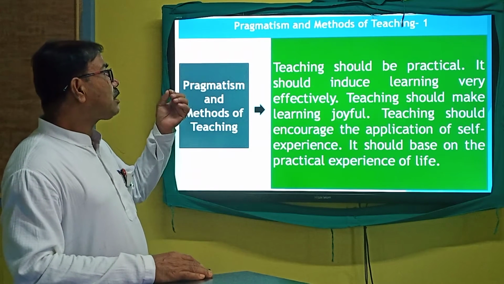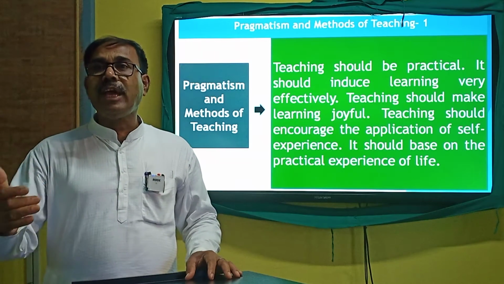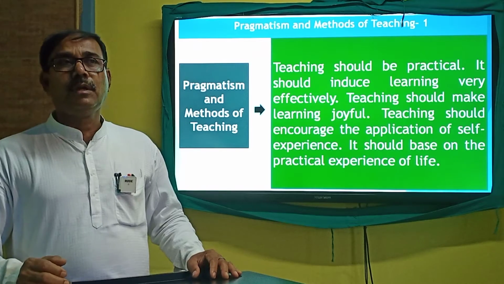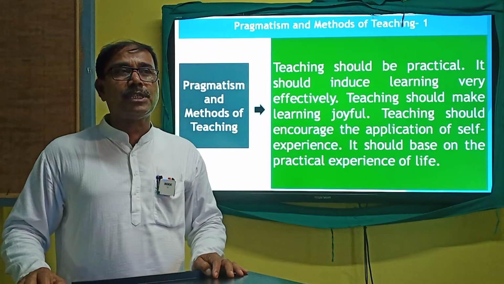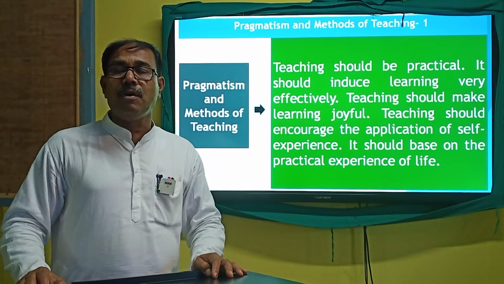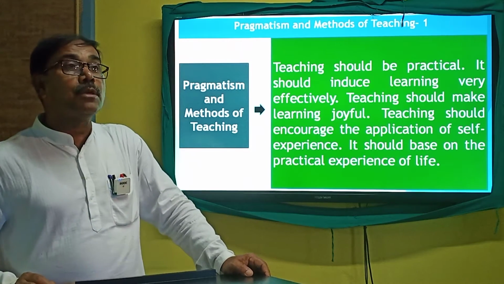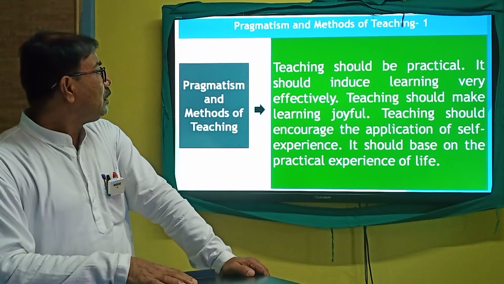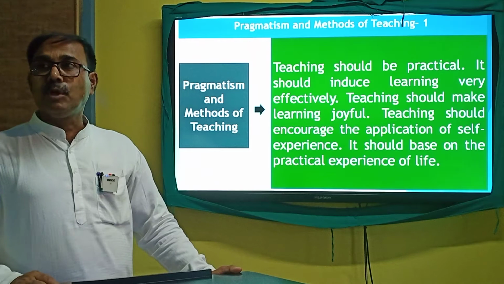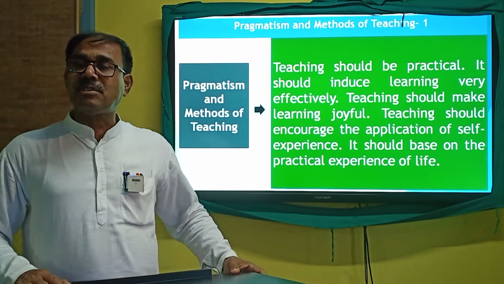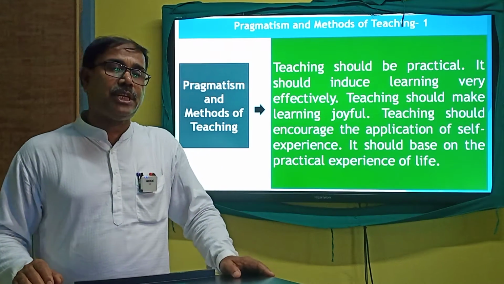Teaching should induce learning very effectively. Learning should be effective. Learning should be joyful. Learning should be participatory. The participation of the learners in the process of learning is very important for making learning more practical. And pragmatism puts importance on this most important parameter. Teaching should make learning joyful. Learning should not be monotonous. Learning should not be stressful. Students are to get the chance to learn in a stress-free situation.